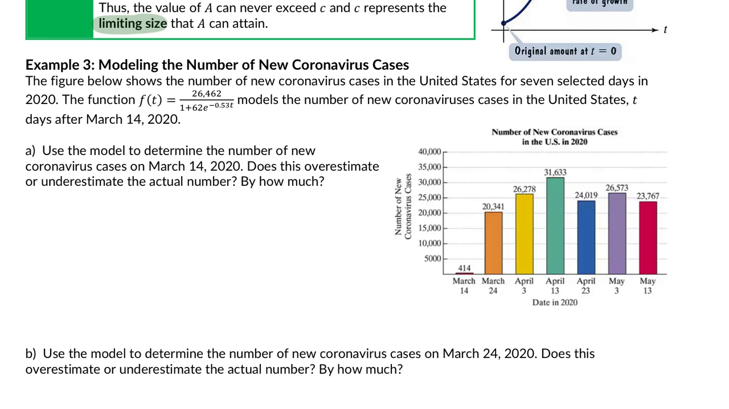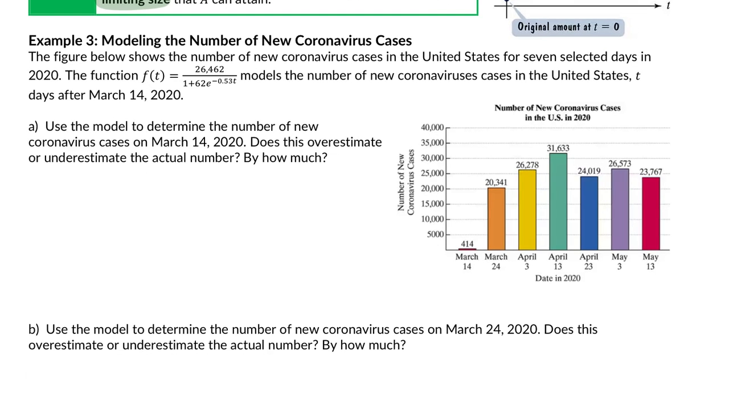So example 3 says the figure below shows the number of new coronavirus cases in the United States for 7 selected days in 2020. The function f of t equal to 26,462 over 1 plus 62 times e to the negative 0.53t models the number of new coronavirus cases in the United States t days after March 14th, 2020. We're going to use the model to determine the number of new coronavirus cases on March 14th, 2020. Does this overestimate or underestimate the actual number, and by how much?